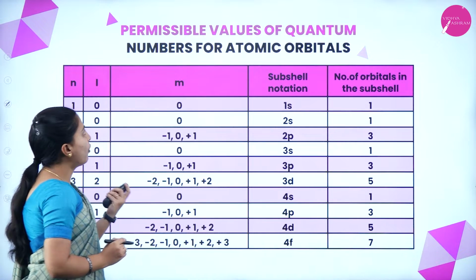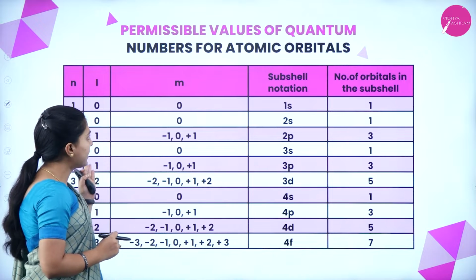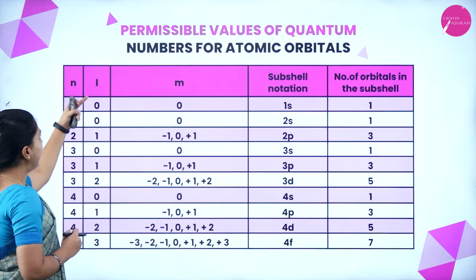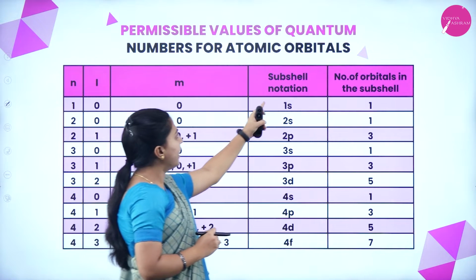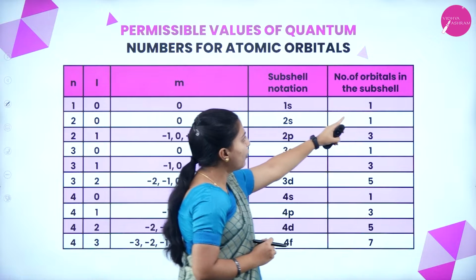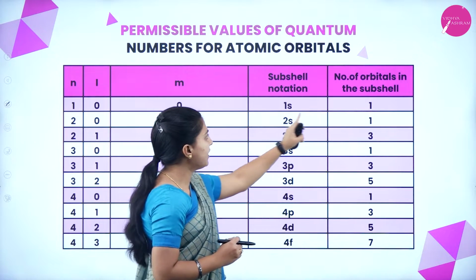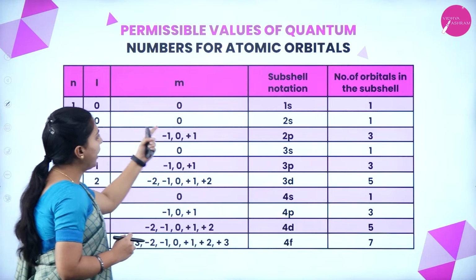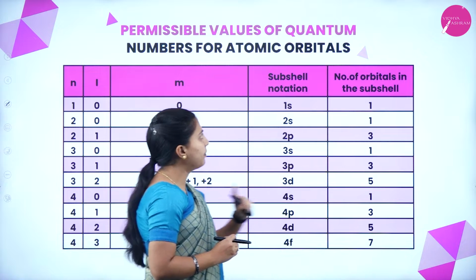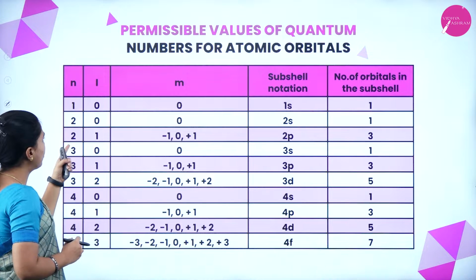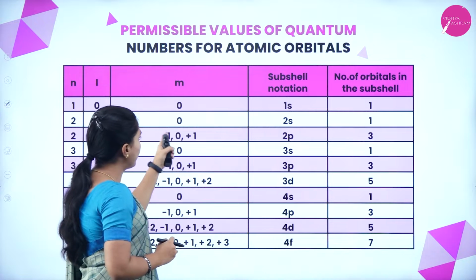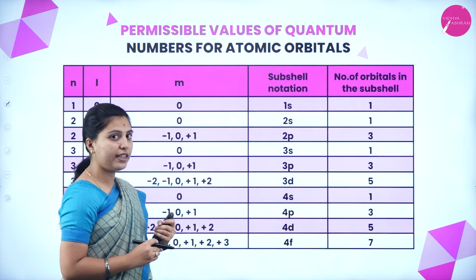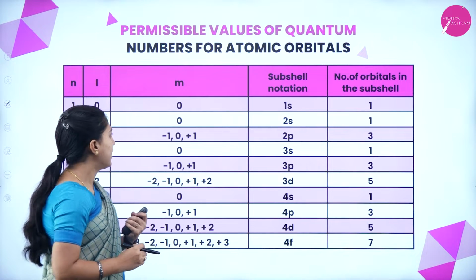The permissible values of quantum numbers for atomic orbitals. In this table, you can see all the quantum numbers values. When n is 1, L will be 0, M will be 0, then subshell notation 1s, number of orbitals only 1. When n equals 2, L equals 0, M equals 0, 2s, orbital will be 1. Again, when n equals 2, L equals 1, that is minus 1, 0, plus 1, 2p orbitals will be 3. We have seen that p subshell contains 3 orbitals.